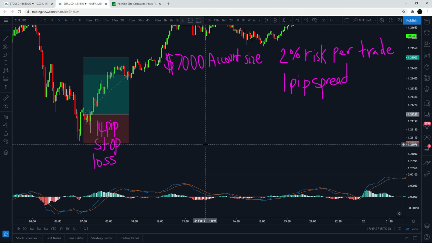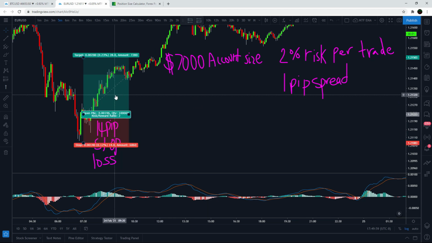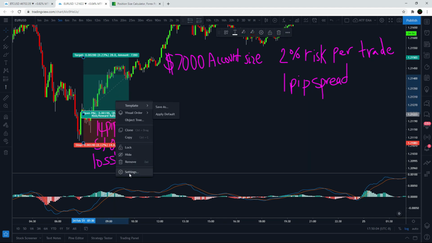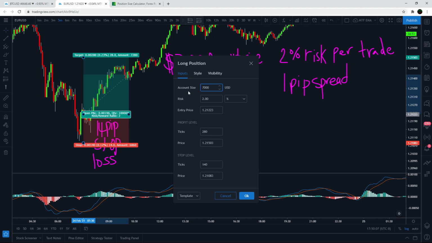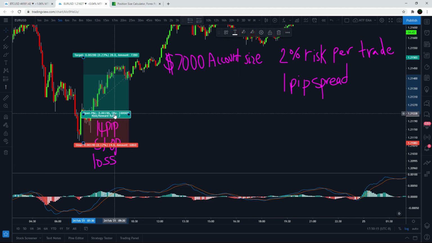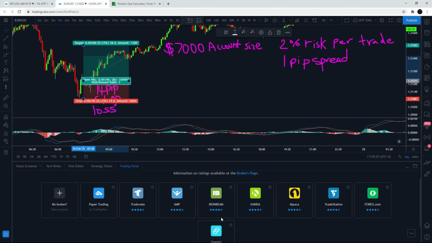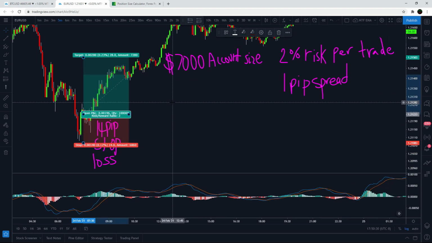And the first one is super easy through TradingView. So if you just use this tool, set up your risk reward ratio and right click it, hit settings, you can literally just put it in right here. Account size 7,000, risk 2%, hit OK, and it's going to tell you your position size in order to risk 2% of your account size. So 100,000 units, 1 standard lot. Really as easy as that. And if you're incorporated, then that's ideal. If you use Oanda or Forex, you should definitely be incorporated to TradingView. If you don't use TradingView, then you can use something else.